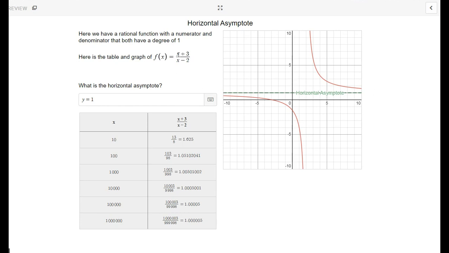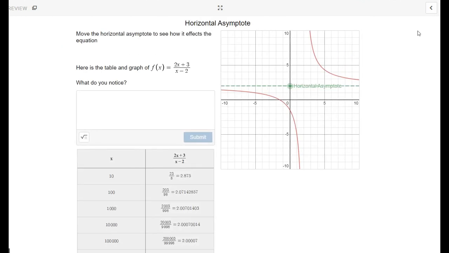So this should remind you of the end behavior lesson we had back in the polynomial chapter, where it turns out the first term is the only term that really matters when we're looking at a polynomial in extremely large and extremely small values. Let's see how this changes if we change our polynomial.